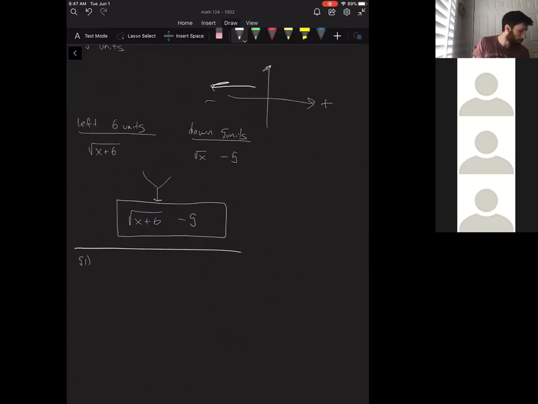All right, so 51, what we want to do here is we have the shape of the absolute value of x, shifted to the left 7 units and up 2 units.